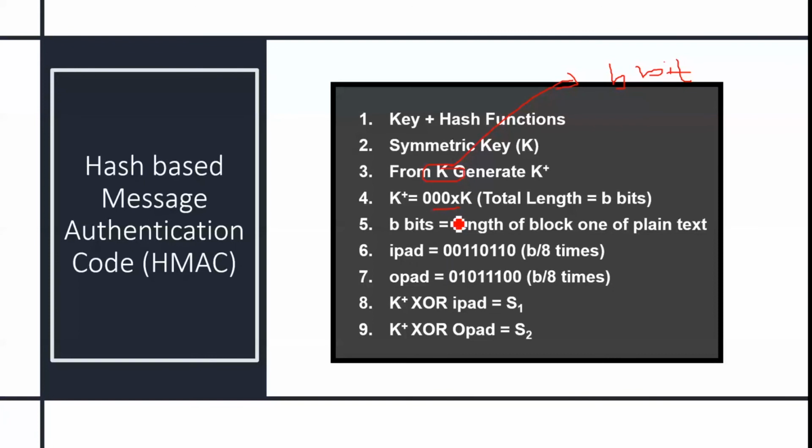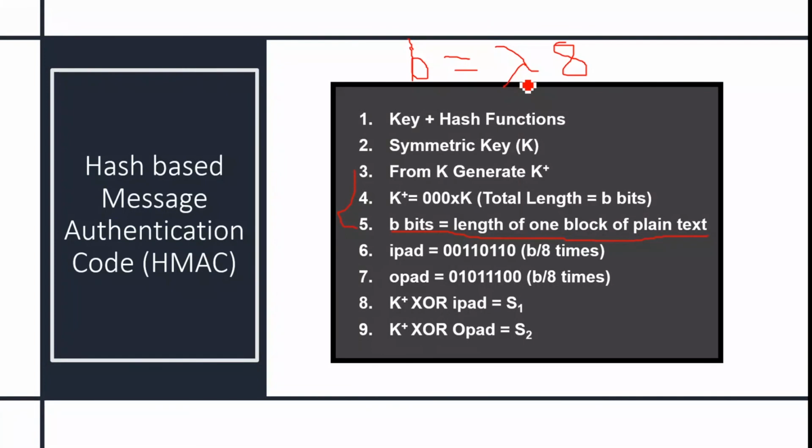What is the number B? So B bits is equal to the length of one block of plain text, and B should be a multiple of 8.